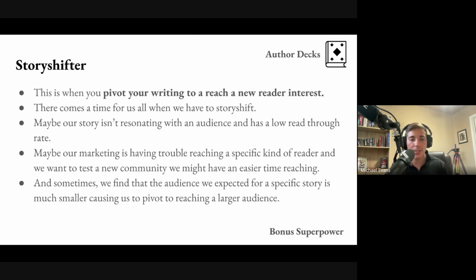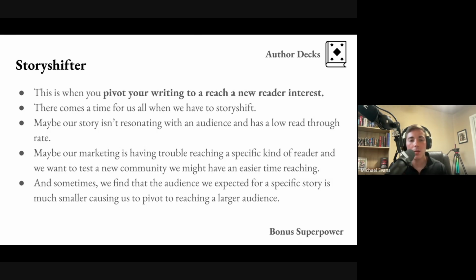Now, there comes a time for us when we all have to do this, right? When we realize our messaging isn't aligned, or sometimes we're getting people to buy our book, but they're not actually reading it, which is a thing. So what we want to then decide is, how do we actually do this? How do we actually shift our story?